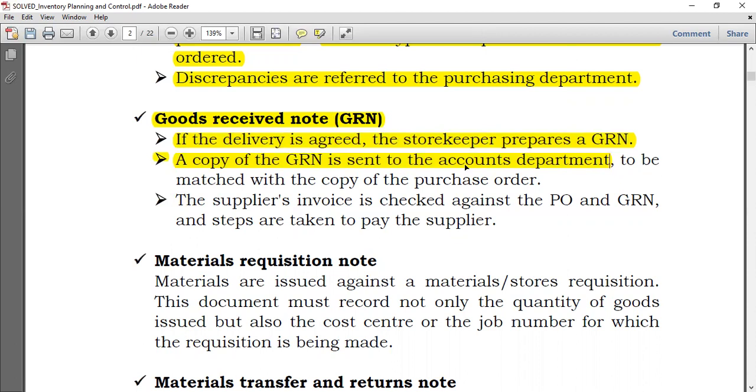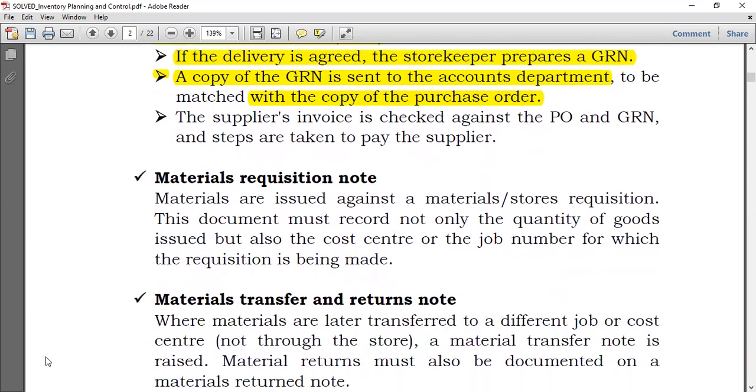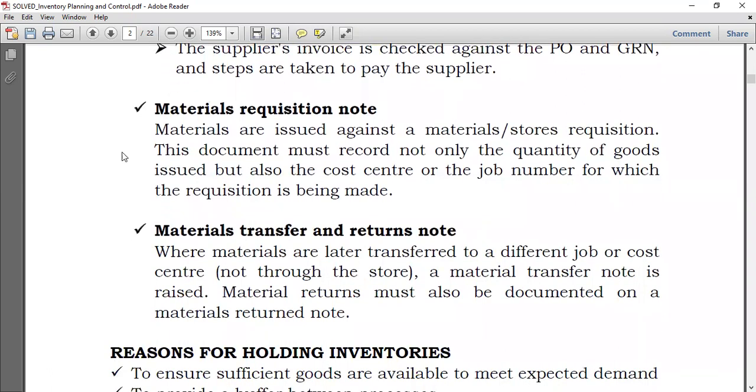So he can match it with the purchase order, because as I told you before, when the purchasing department draws a purchase order, he usually takes it to the stores department, but also to the accounts department. So both the accountant and the stores department will have this purchase order. The supplier's invoice is checked against the purchase order and the goods received note, and steps are taken to pay the supplier. So if everything is fine, the supplier is paid. All right, so you can just proceed like this, and we have the other two documents here.